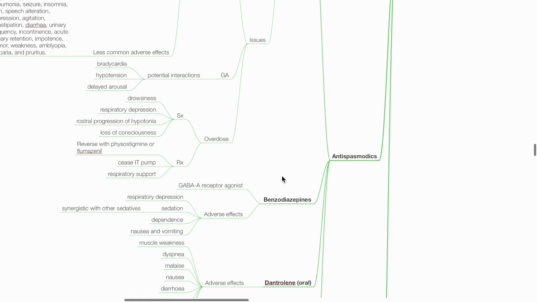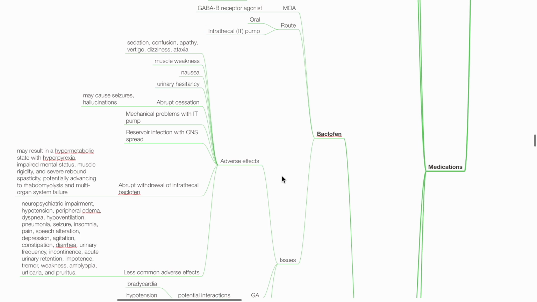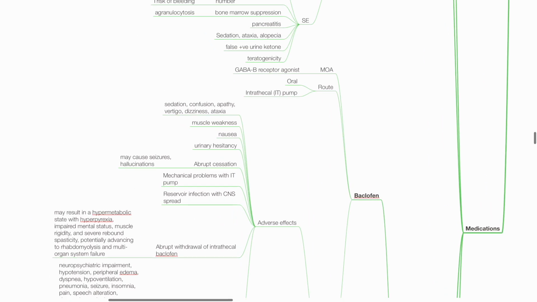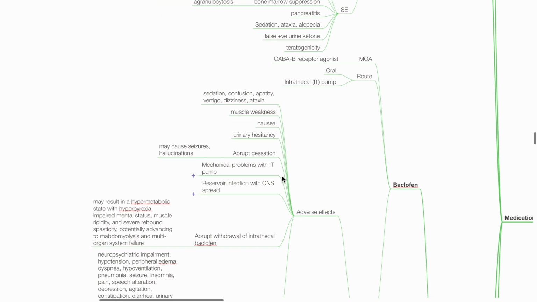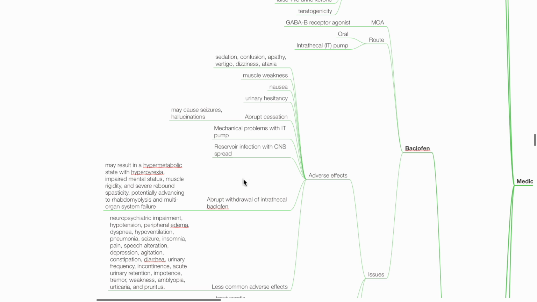Antispasmodics. Baclofen. Mechanism of action, GABA B receptor agonist. Route includes oral or intrathecal pump. Adverse effects, sedation, confusion, apathy, vertigo, dizziness, ataxia, muscle weakness, nausea, urinary retention. Abrupt cessation may cause seizures or hallucinations.